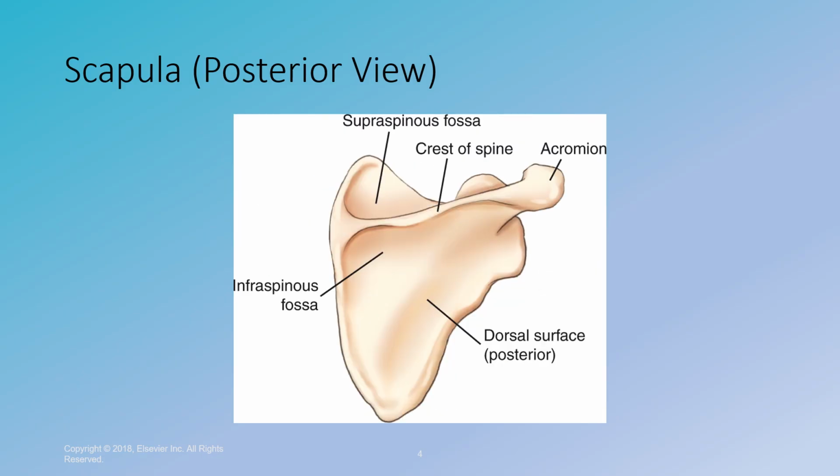This next image is the posterior view, so looking at the scapula from the back or the posterior aspect. This would be the dorsal surface now versus the costal surface. This would be the medial or vertebral border. This would be the axillary border, and the inferior angle of the scapula. This is the infraspinous fossa, and this would be the supraspinous fossa, meaning above the spine, below the spine. This is the scapular spine right here, and at the end of the scapular spine we have the acromion process.